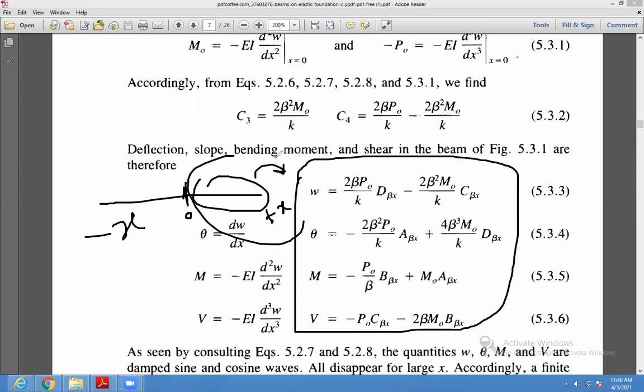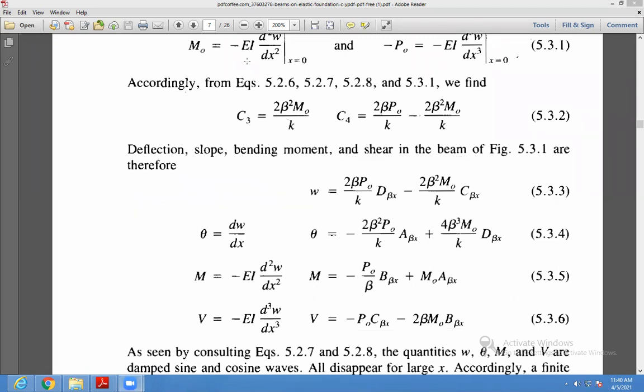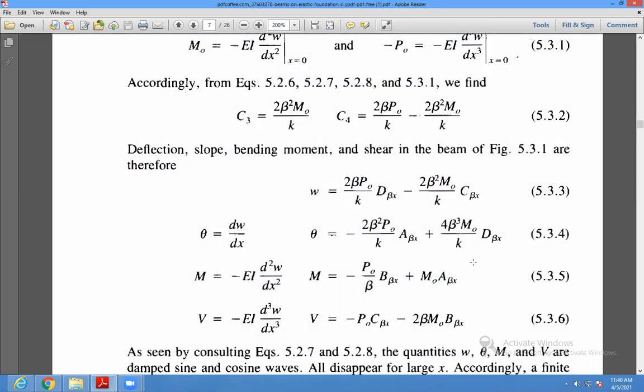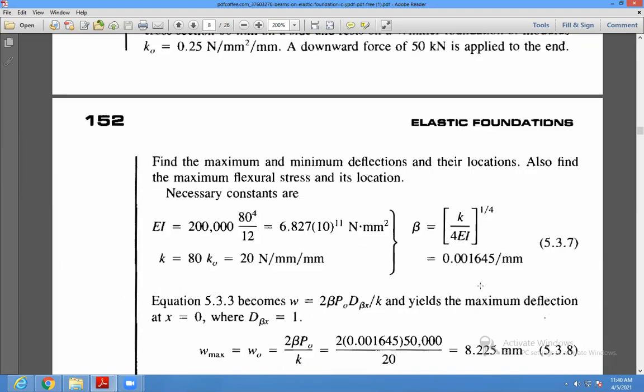For the right side case, we have already derived equations for deflection, slope, moment, and shear force. We have to consider these equations, and if we are taking the left side, then we have to apply the minus sign. These are the equations for the semi-infinite case, and we use them for the next case, that is the infinite beam.